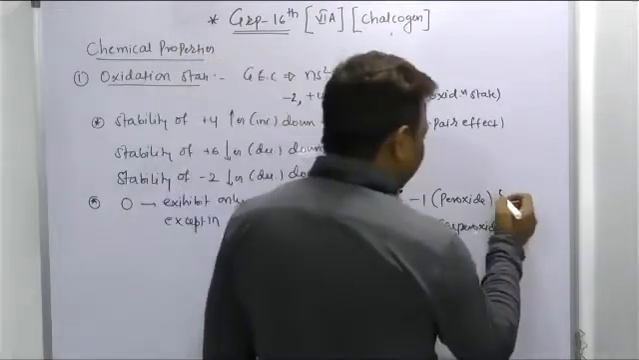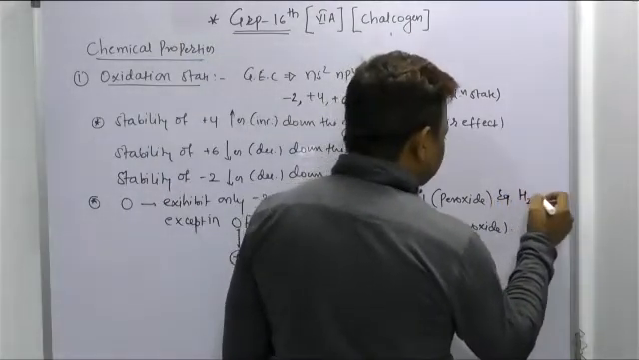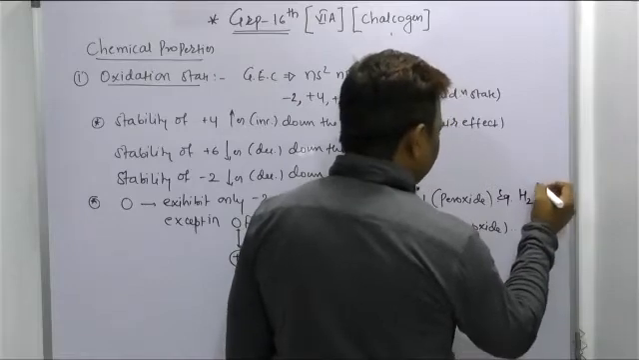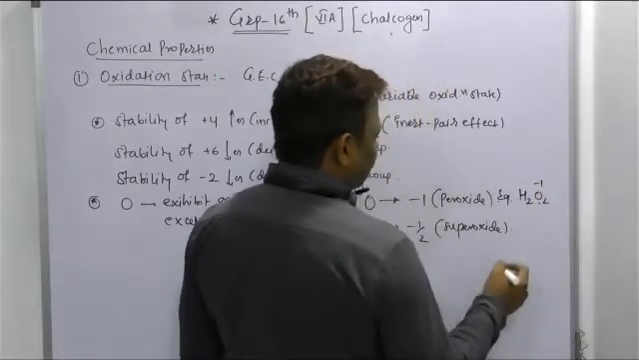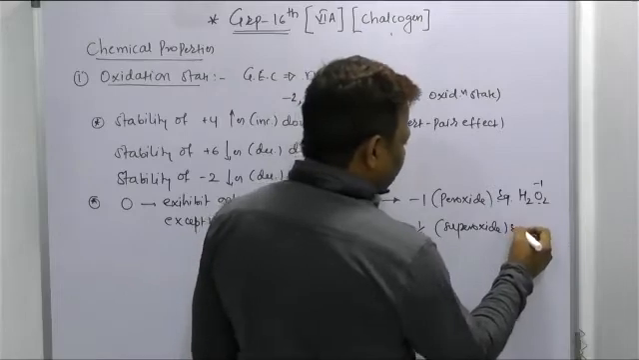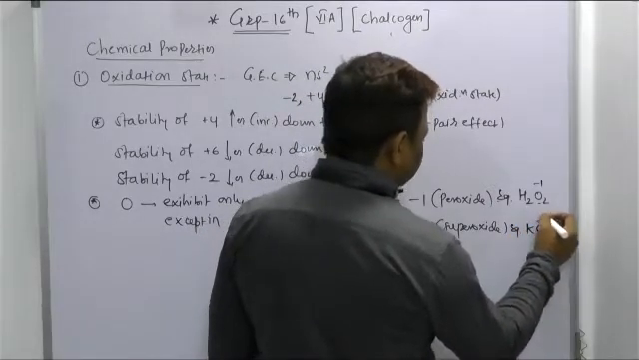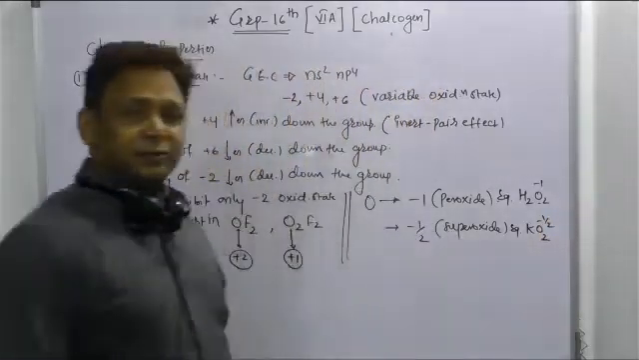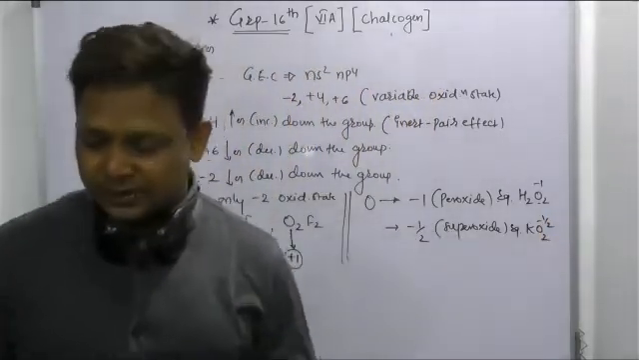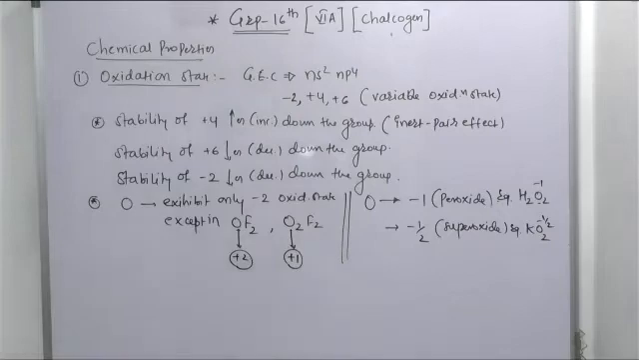I'll give one example for you. Beta, peroxide means H2O2, where the oxidation state of oxygen is -1, and for superoxide I'll write KO2, where the oxidation state of oxygen becomes -1/2. So these are the oxidation states exhibited by oxygen, right? Now, the stability part which we did, beta: +6 decreases down the group, +4 increases down the group, right? So these are the parts we have seen.